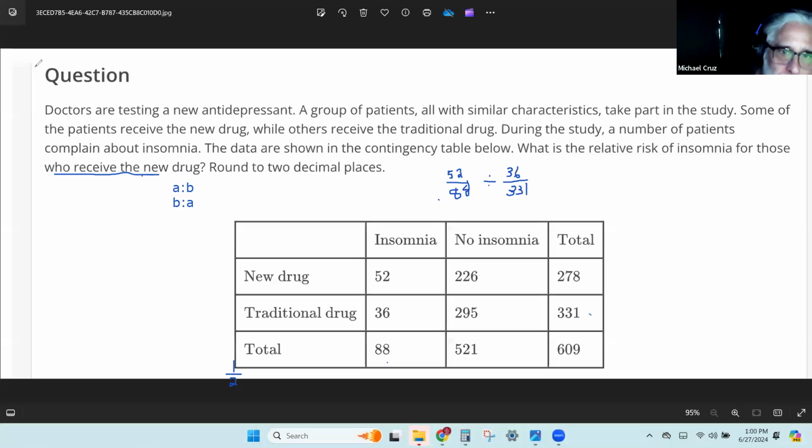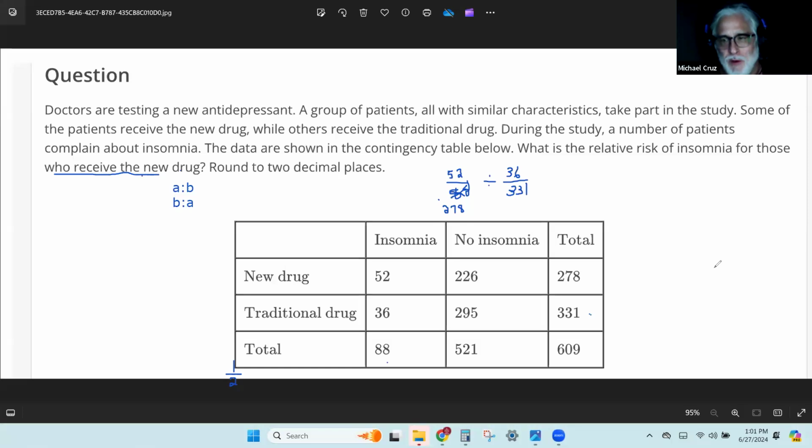Oh, and I can do it over here, so you don't have to do it by hand. Yeah, I got it. Is it right? Yeah, 52 over 278 divided by 36 over 331 got me 1.7198. So you're saying it's 278, not 88. Yes, sir.